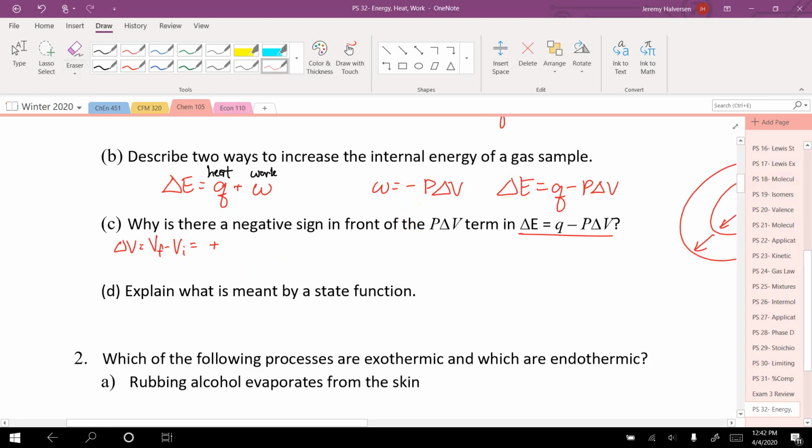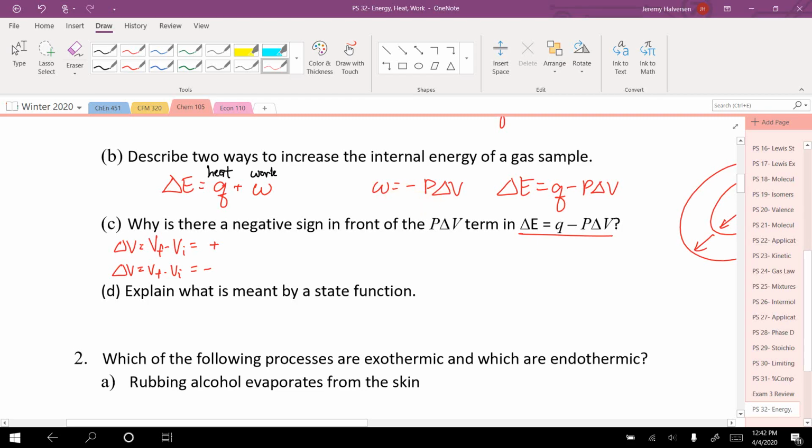And similarly, if we are contracting, then V final is smaller, which makes this value negative, but when we're contracting, we want work to be positive, so we have that negative sign in the equation to flip the sign. So it has to do with making sure the signs are correct.